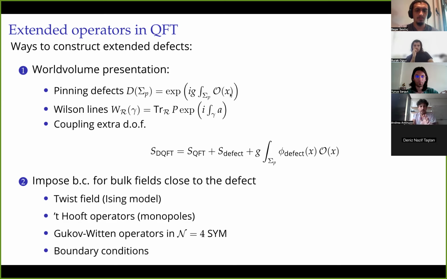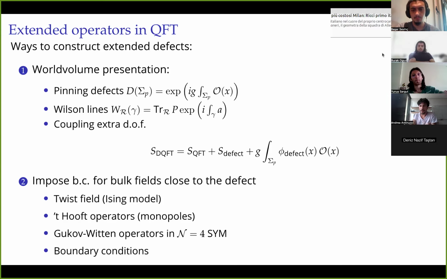Slightly more interestingly, there are Wilson lines, in which you also write operator equal to something, but that something is an integral of a non-gauge-invariant object, for instance a gauge connection. And a more general presentation, which has both of them as special cases, is by coupling to extra degrees of freedom living on the worldvolume. For instance, you have your bulk CFT, and then on a submanifold you place some other degrees of freedom with their own theory, and then you couple the two with some coupling involving both degrees of freedom living on the defect and some bulk operator.